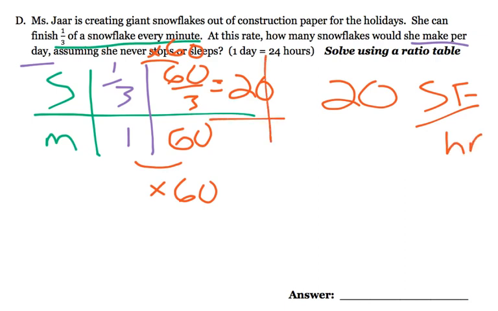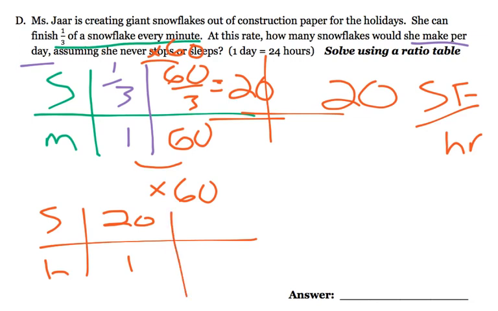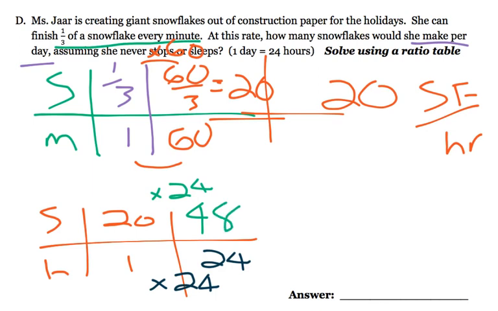Some people want to keep going here and just multiply by 24, but a few of you have started doing it like this, which personally I like more. I'm going to make a second ratio table that says that she can make 20 snowflakes in 1 hour. So now I don't have to deal with gigantic numbers on the bottom. I'm going to multiply by 24, which would give me 24 hours. And then I'm going to do 20 times 24. You can try and figure that out a long way, or you could just think 24 times 2 would be 48. So 24 times 20 would be 480. And that's how many snowflakes she makes per day, 480 snowflakes.